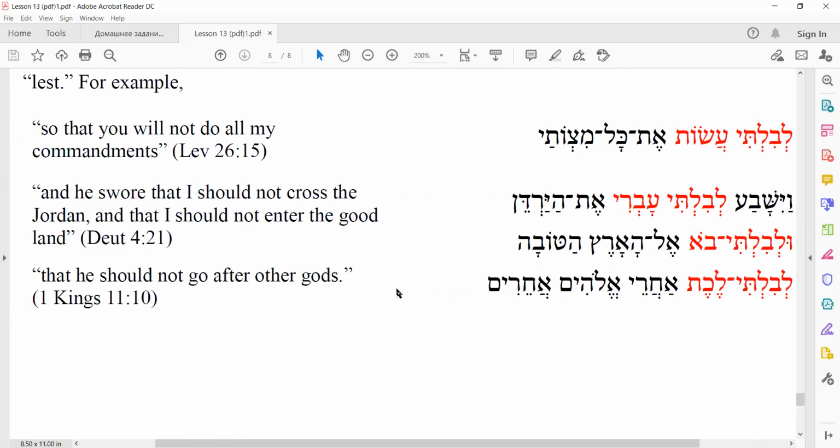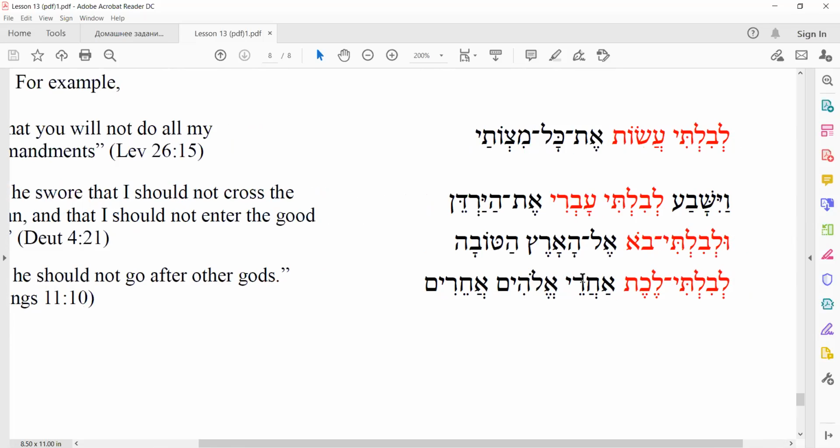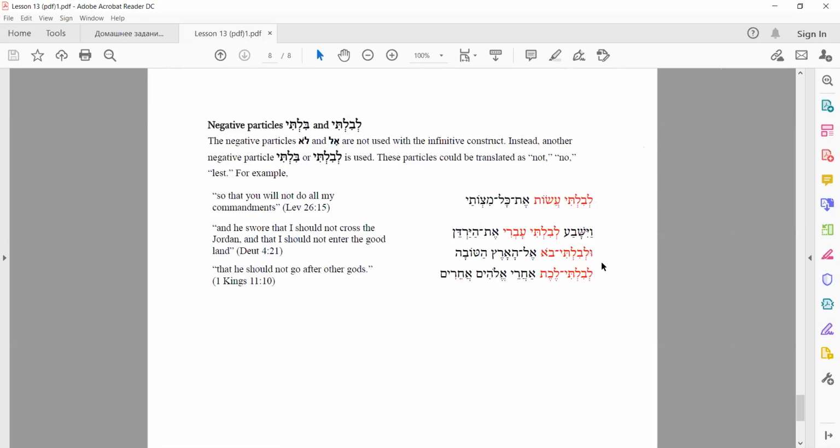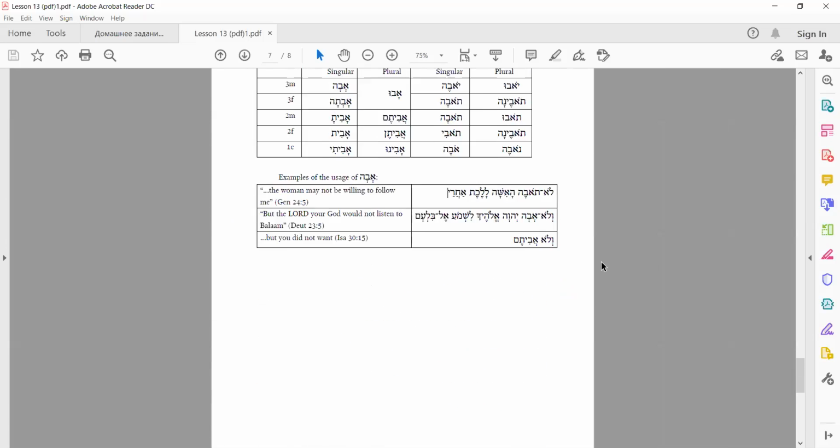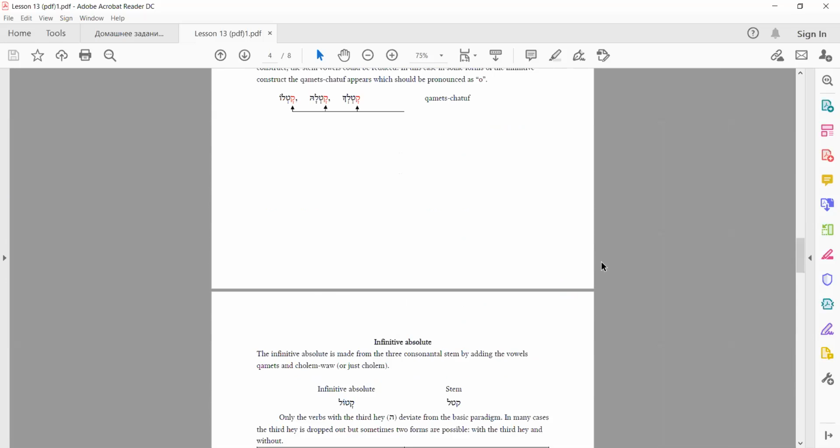Okay, so this is just to remember that if we need to make a negative sentence, we cannot use the ordinary particles lo or al, but we need to use bilti or levilti. This is everything about the theory, and now I think that we can practice.